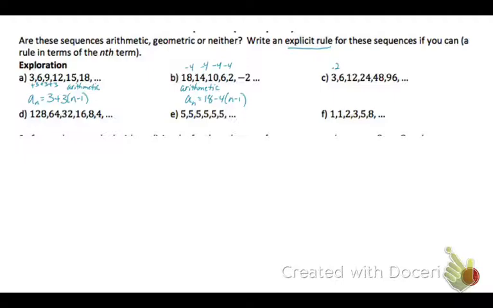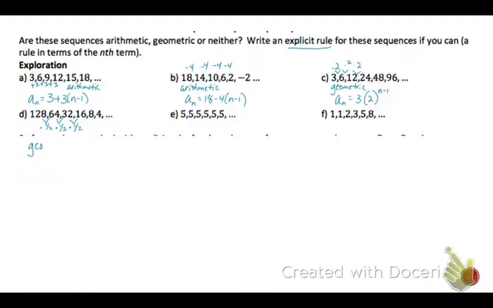Now let's look at c, 3, 6, 12. So the relationship is that each time we're multiplying by 2. So now we have a rate, a common multiplier, so we have a geometric sequence. So let's use that formula that we learned in how to write a rule for a geometric sequence. So any term a sub n equals our first term, which is 3, times our multiplier, which is 2, raised to the n minus 1.